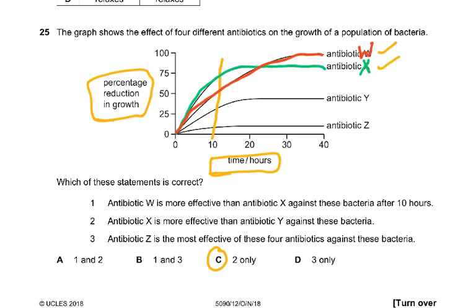Now at W, where is the percentage reduction of growth? X's percentage reduction is above that of W. So we have to find out, is that correct or not? Then the second point, antibiotic X is more effective than antibiotic Y against these bacteria. So we're now comparing X with Y. X has a 75% reduction in growth, while Y is between 25 and 50% reduction in growth. And antibiotic Z is the most effective of these four antibiotics against these bacteria. So you know that only the second statement would be correct, and this is why that is the answer. So read this question carefully, understand all this, draw these point marks on the graph, and then see which one is the correct answer. So one of those difficult questions.